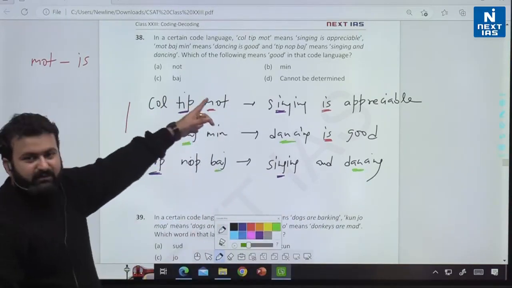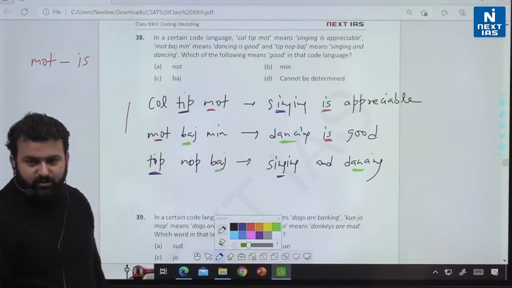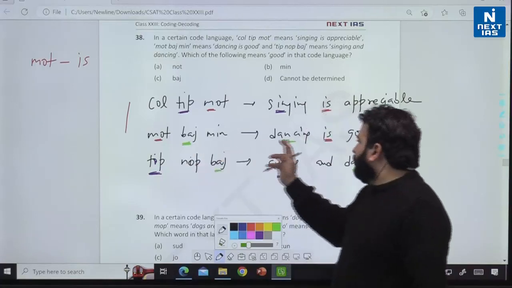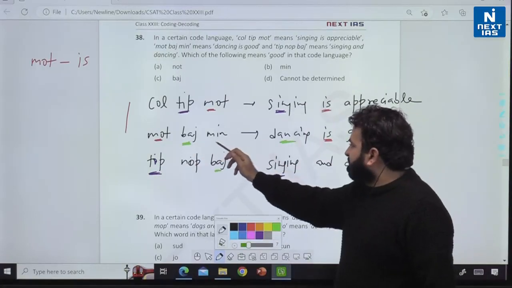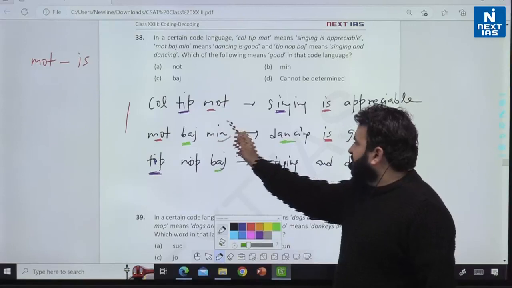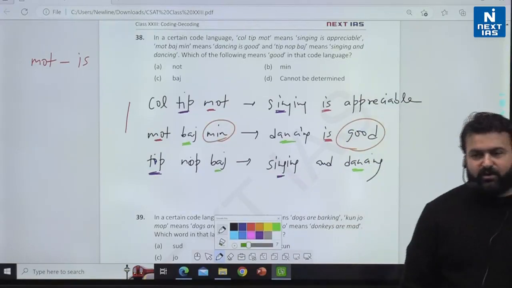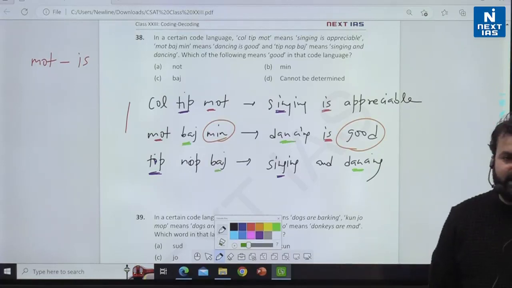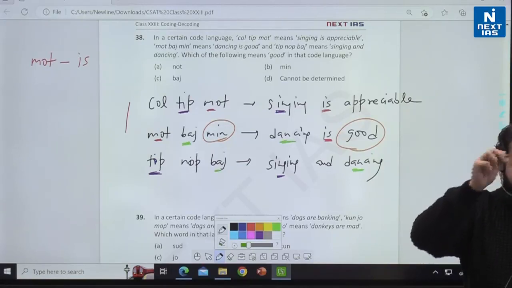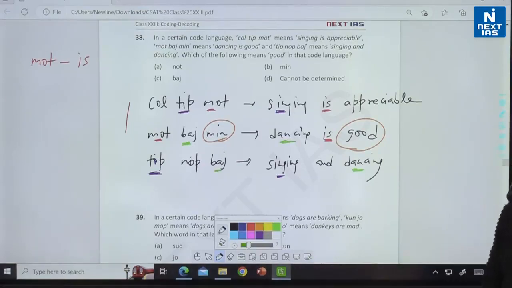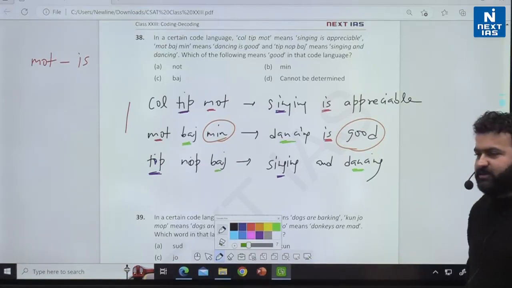Now all of you, what you have to find out? You have to find out the code for good. Now see, mot code you know, baj code you know, so what is remaining? Min. So min is remaining, so min will become the code for good. Is it clear? These are the simple type of questions where you just find out the common word and the common code. Okay, so all of you, see you all tomorrow then.